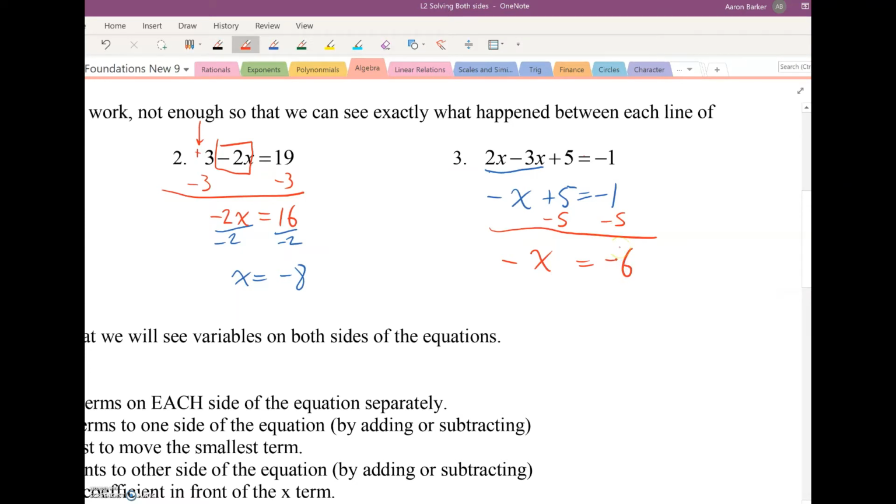Now the question is, how do I get rid of that negative sign? Well, you have to remember that this actually is negative 1 times x. So what's the opposite of timesing by negative 1? You're right, dividing by negative 1. It doesn't happen by magic. It happens because you're dividing by negative 1. This is super common. We see this a lot, where you get a negative x and you divide by negative 1, the opposite of timesing by negative 1.